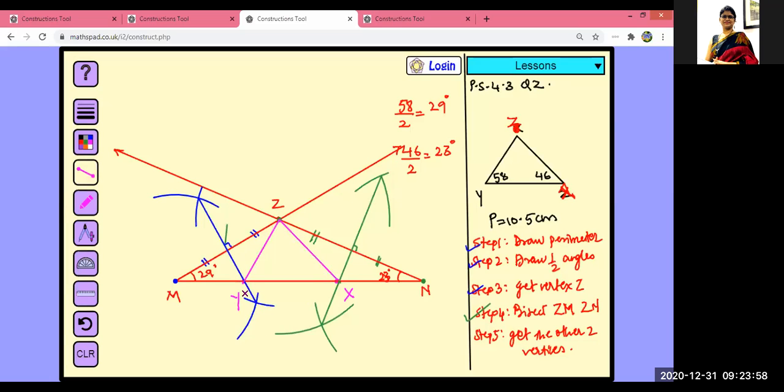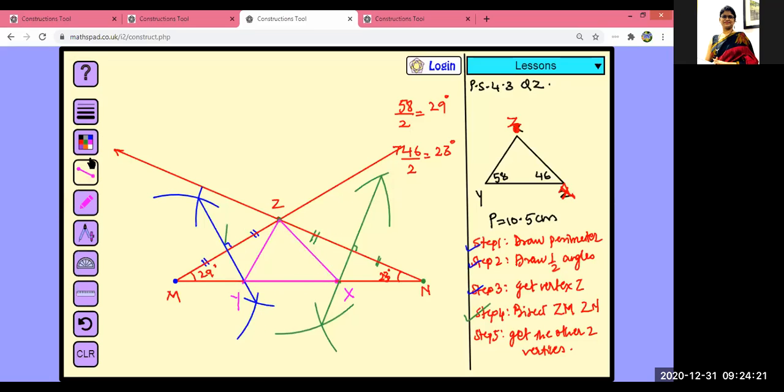Okay, you need to label it correctly. You cannot put X over here and Y over here. That would go wrong, because you see the rough diagram, we have drawn 29 degrees over here, so double of that, 58, has to be here, and that is angle Y. Okay, so we label it like this, XYZ, and that completes the construction to this problem.